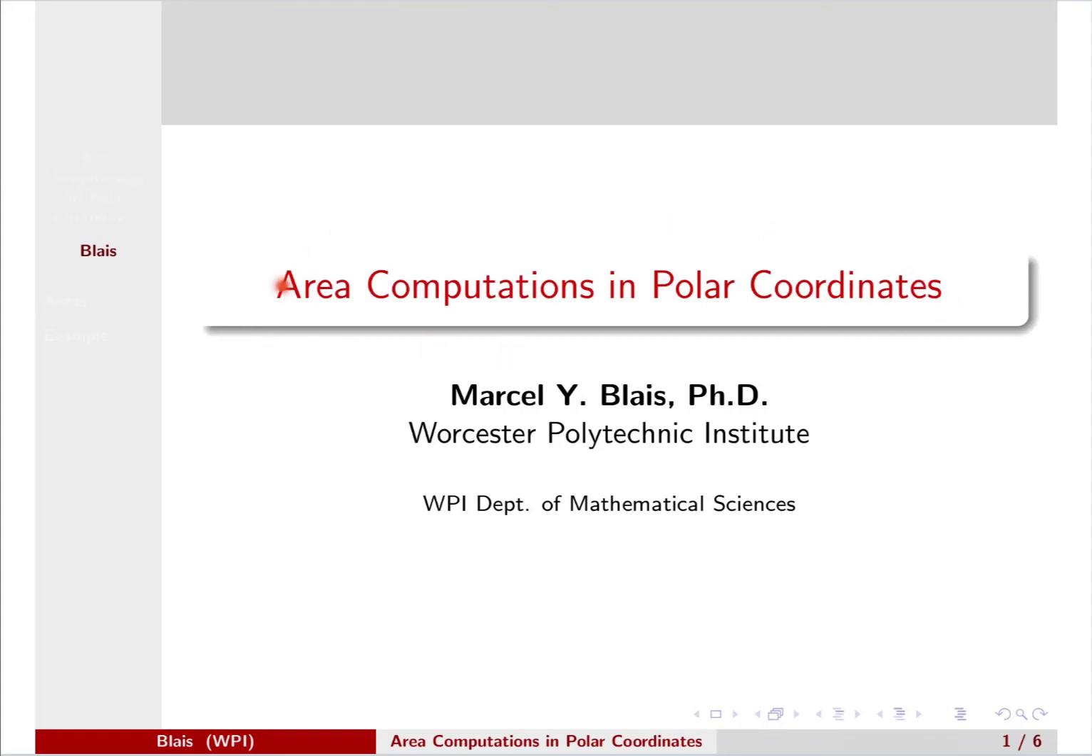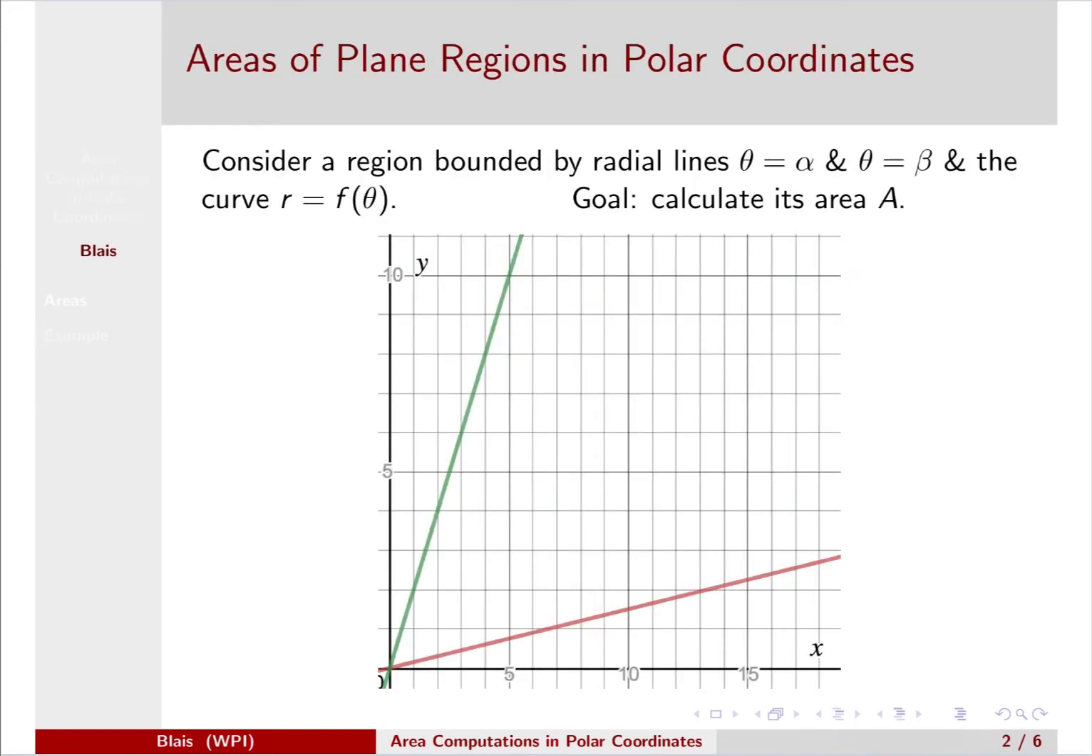In this lecture, we will be covering area computations in polar coordinates. So let's consider a region bounded by three curves. First, we have radial lines, theta equals alpha. So here we will have this line, theta equals alpha.